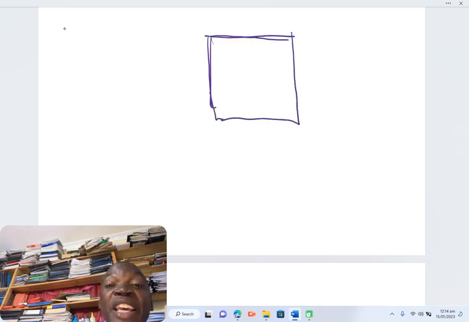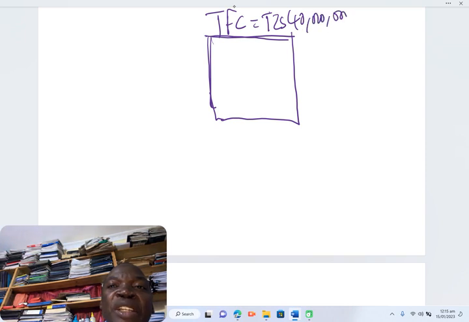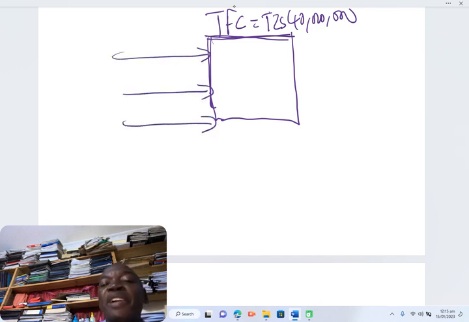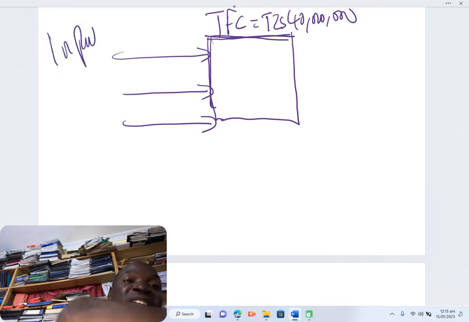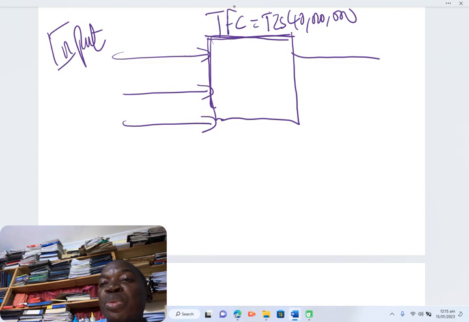And this is XYZ factory. And this factory has a total factory cost of TZS 40 million. So in this factory, what is happening? All products A and B use the same machines. So we have inputs in the factory. This is input, then two outputs here.